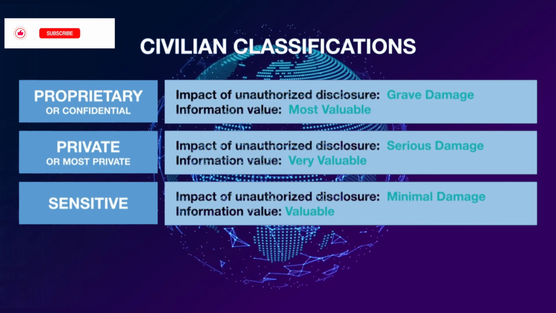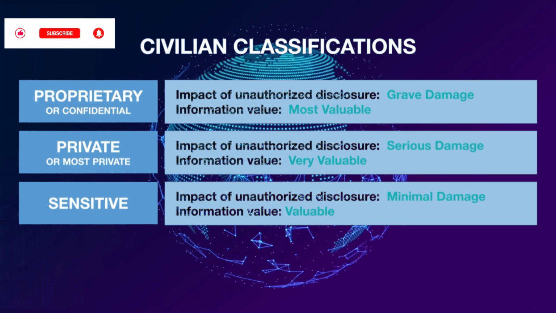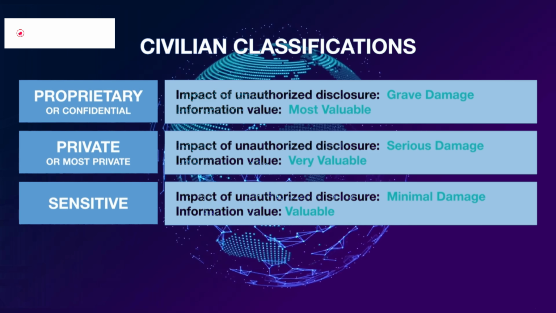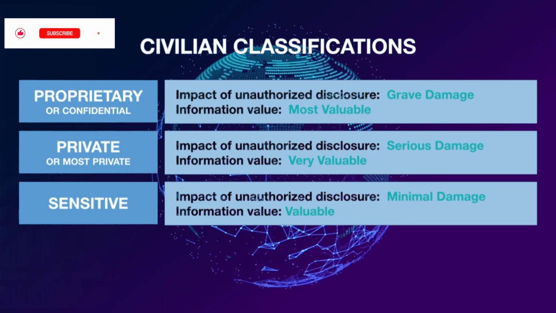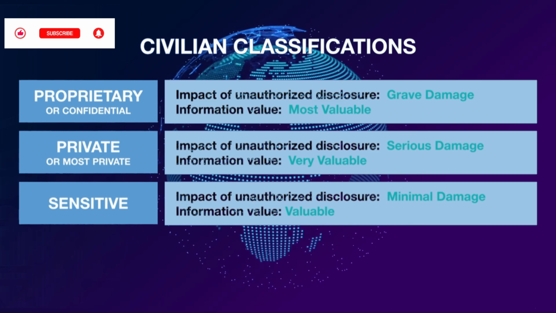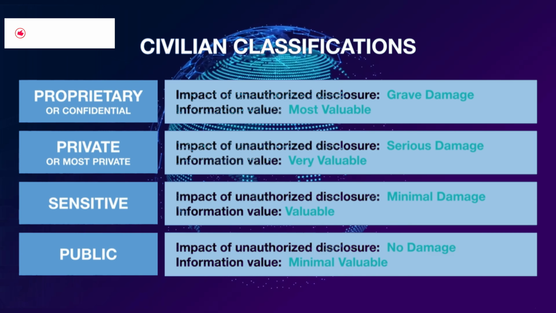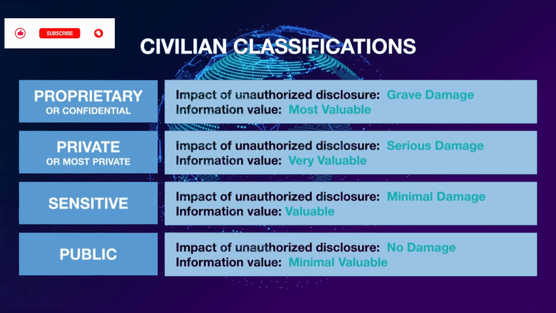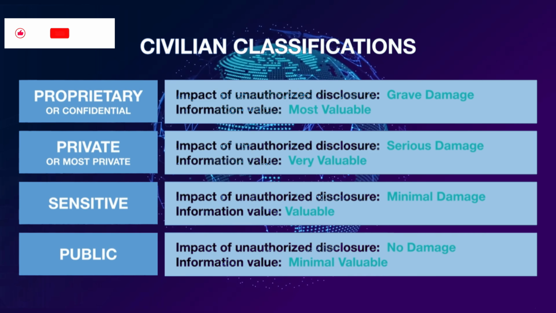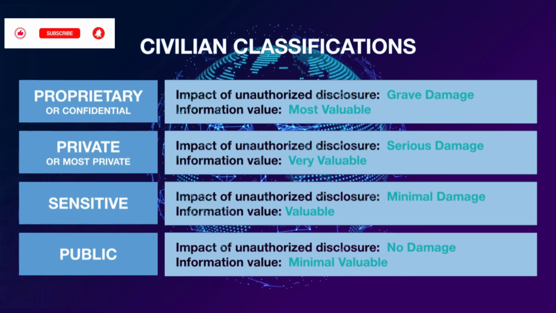And then lastly, we have public information. This would cause no damage. These are like public releases, website information, marketing and advertisement, those kinds of things. For the CISSP exam, remember that sensitive information typically refers to any information that is not public.